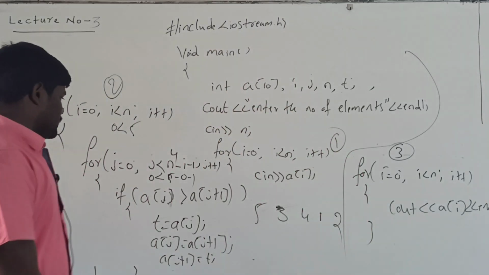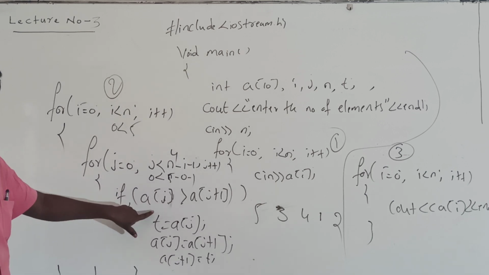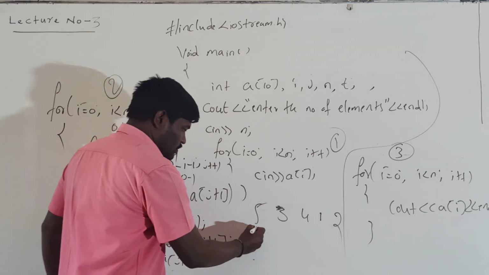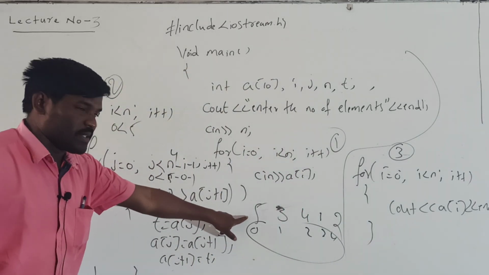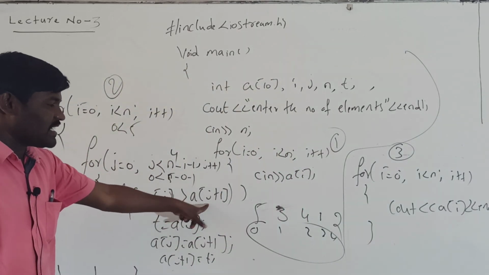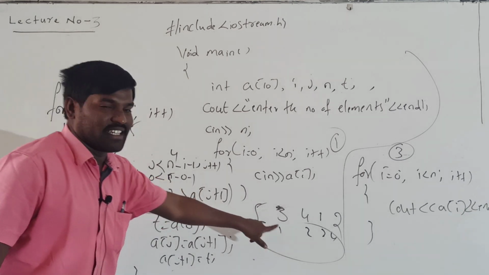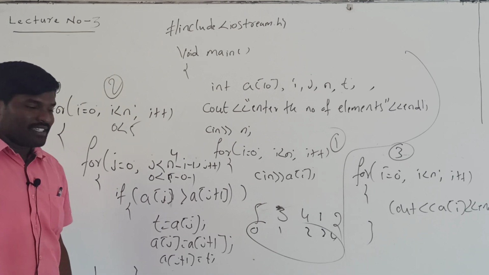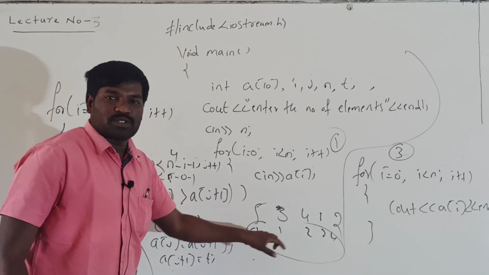Okay. 5 minus 1 is 4, 0 is less than 4, condition is true. See here, a of 0, 1, 2, 3, 4, this is the position. A of 0 is 5, is it greater than a of j plus 1? j value is 0, 0 plus 1 is a of 1, which is 3. 5 is greater than 3. It means these two values are interchanged.